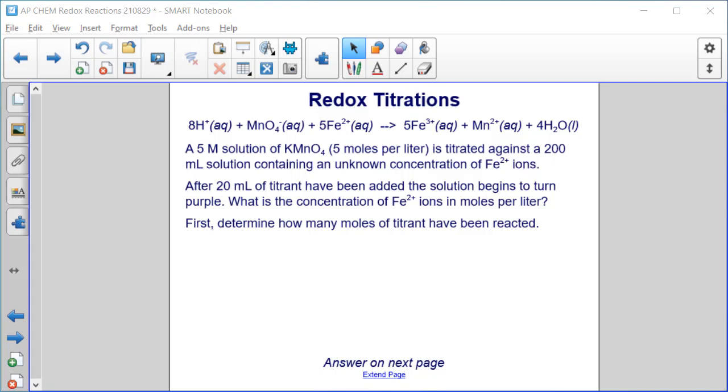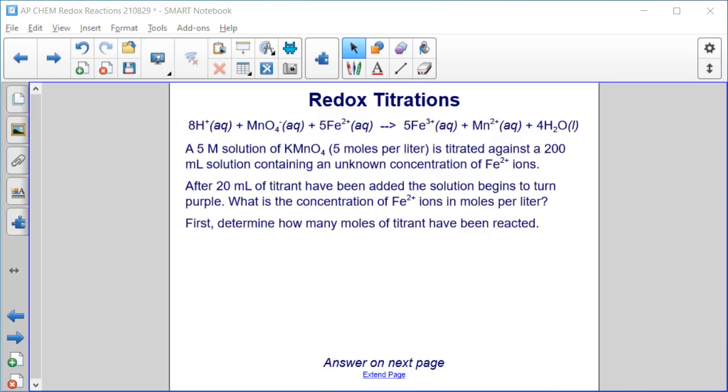All right, so here's our question. A 5 molar solution of potassium permanganate, 5 moles per liter, is titrated against a 200 milliliter solution containing an unknown concentration of Fe2+ ions. So in our burette, we have 5 molar solution of K+ and MnO4- ions. And we're going to titrate that drop by drop into a flask that has some unknown concentration of iron ions, and we know that there's 200 milliliters in there. After 20 milliliters of titrant, that would be the MnO4-, have been added, the solution begins to turn purple. What is the concentration of Fe2+ ions in moles per liter?